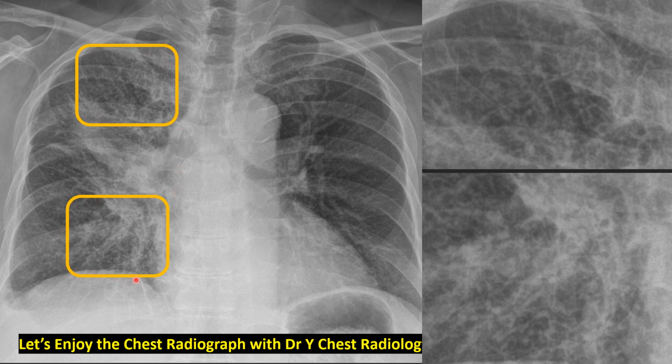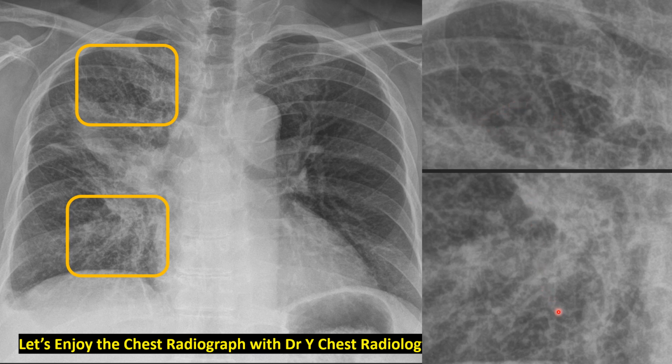Yellow square. Let's move to the magnified one. This area should not be crowded like this, as we have seen in the previous slide. There are many net web-like structures, linear densities, square densities, and if we look more closely, there are nodules. So we call this a reticular nodular pattern, reticular nodular density.